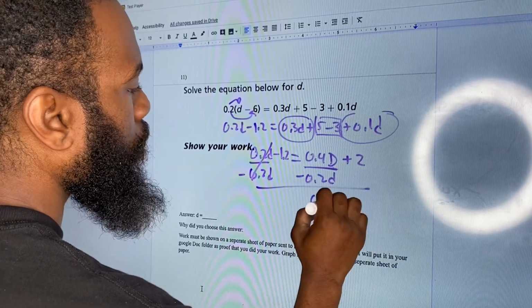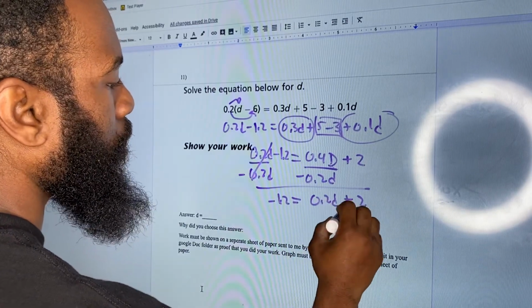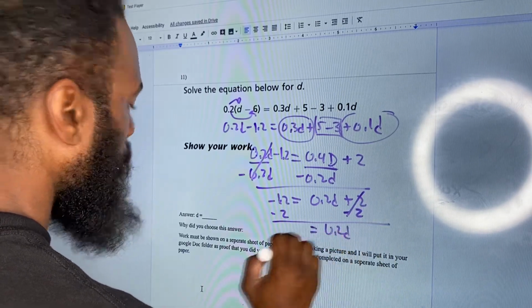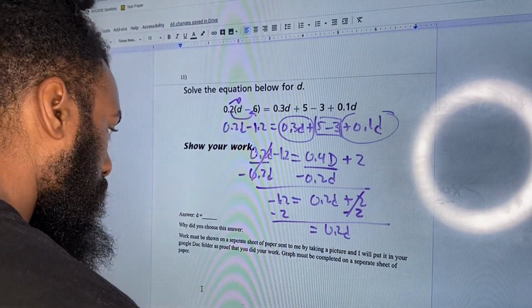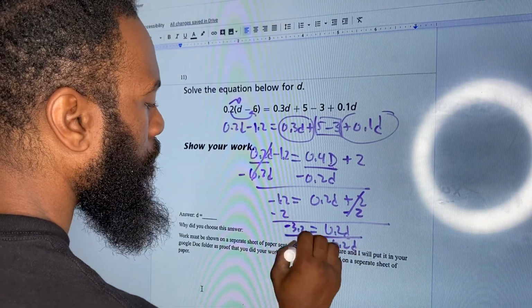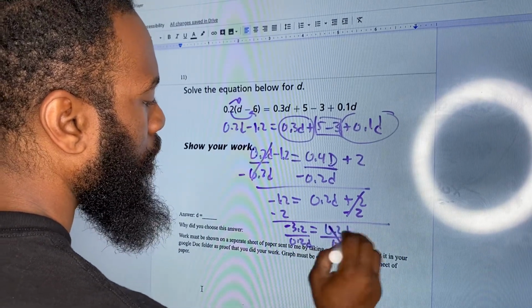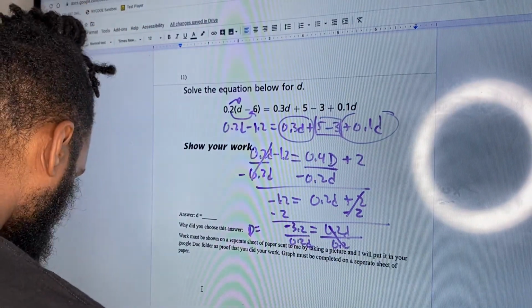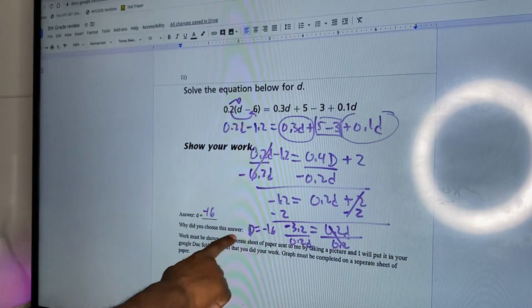That gives you 0.2d plus 2 equals -1.2. Now you want the d by itself, so you eliminate this. That eliminates. 0.2d equals -3.2. Then you divide on both sides because this is multiplication, the inverse of division. Sorry, not the d. So d equals divided by 0.2, -16. D equals -16.